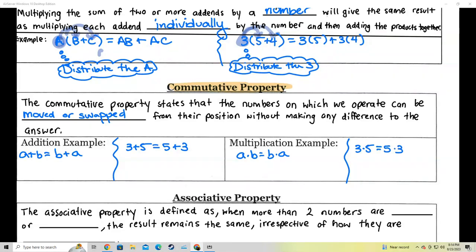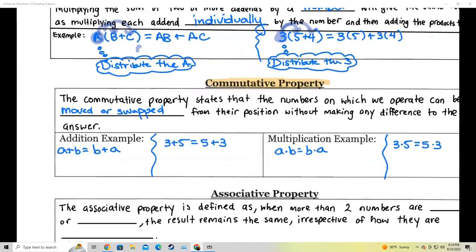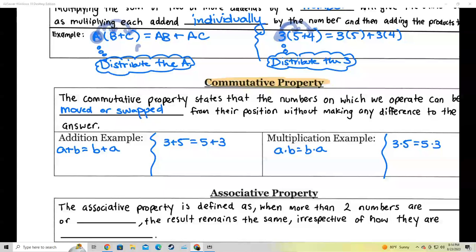As far as what I'm going to do to highlight this property, so it stands out for me, I'm just going to say commutative property is the property in which we switch these two numbers together. So I'm going to draw arrows here. We just switch the numbers. The order of the numbers changes. Instead of A and B, it changes to B and A. Instead of 3 and 5, it changes to 5 and 3.